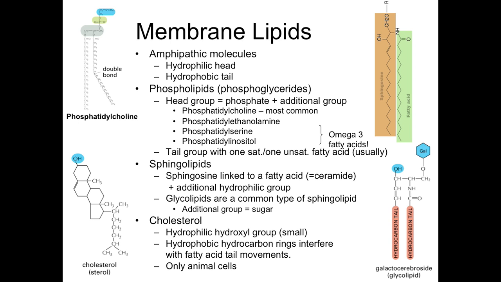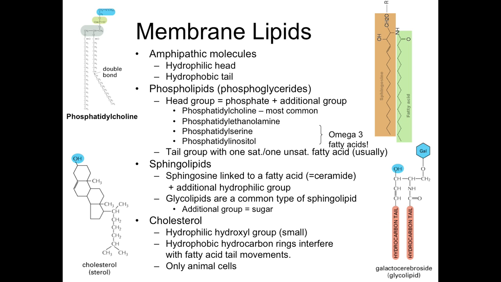Okay, in animal cells, phosphatidylcholine is the major constituent of phospholipids in animal cell membranes. All right, so phospholipids are the most common lipid in the plasma membrane, but there's other types of lipids as well, such as glycolipids.